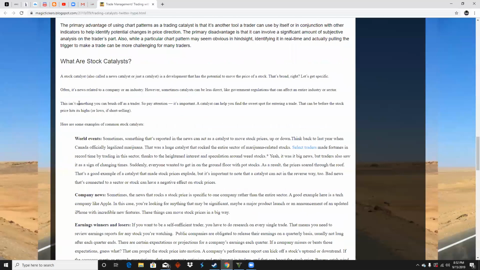So what are stock catalysts? A stock catalyst, also called a news catalyst or just a catalyst, is a development that has the potential to move the price of a stock. That's broad, right?